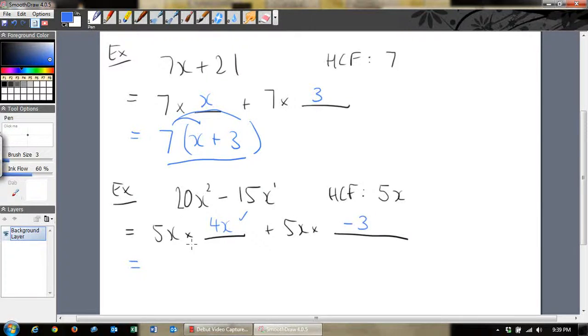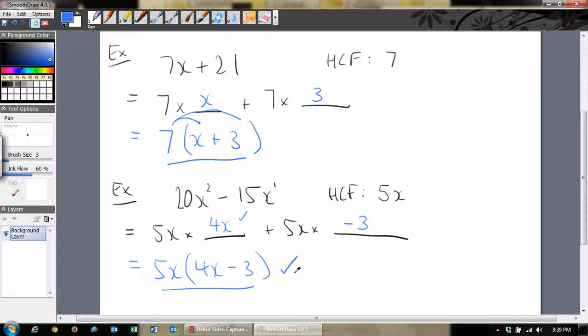Okay, so then we take the highest common factor out the front of the brackets, and on the inside we write what was left over. So we've got 4x there, and here we've got negative 3, so minus 3, and that is your answer. Again, you can check this. Always check your factorizations. 5x times 4x is 20x squared. 5x times negative 3 is negative 15x, so that is correct. And so that's how we do factorization.